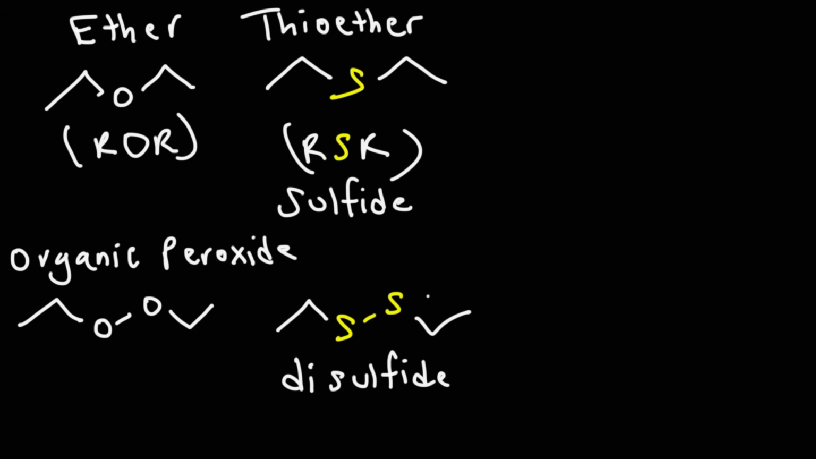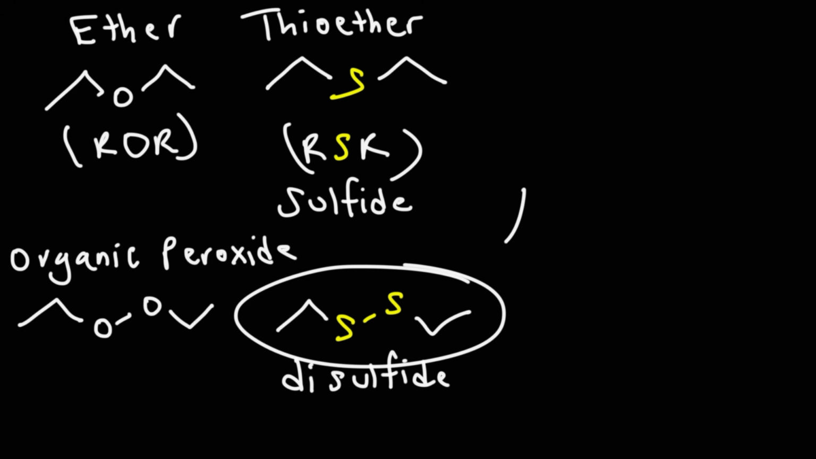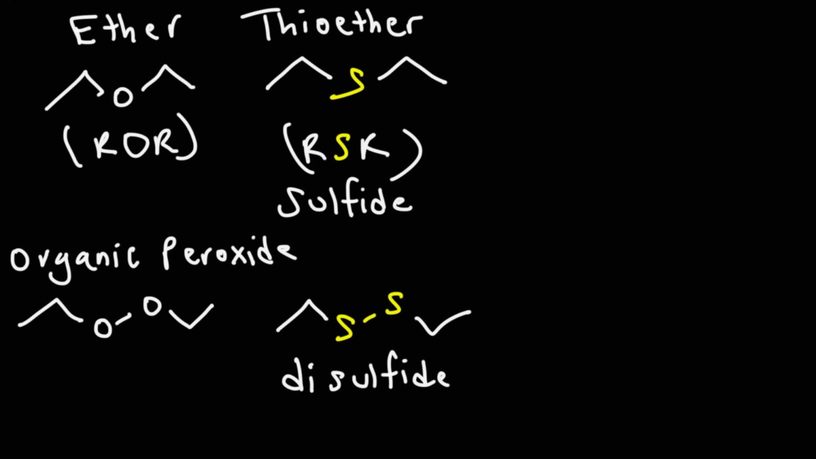Now typically you'll see these disulfide bridges whenever you have the oxidation of a thiol group. So cysteine is an amino acid with a thiol group. When 2 cysteine molecules get oxidized, they will form a disulfide bridge. So typically you'll encounter that functional group in maybe biochemistry when you go over amino acids.